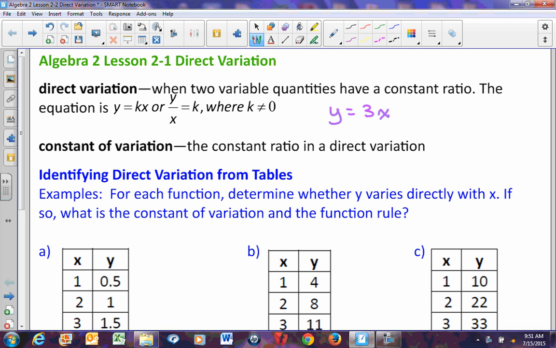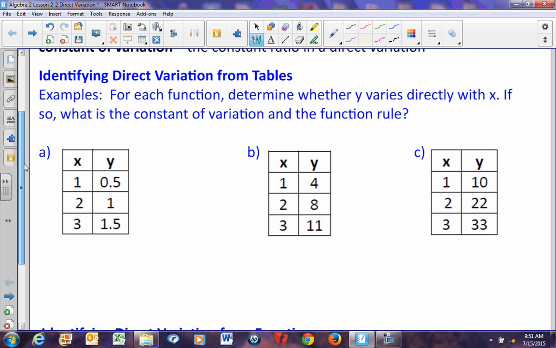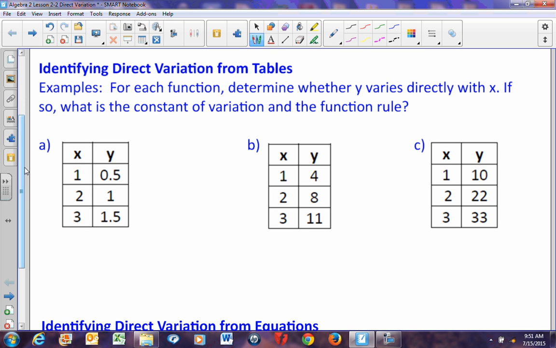Now, in order to be able to work with direct variation, you have to be able to identify it. One of the first ways to identify it is from a table. If I was given a table for each function, we're going to determine whether y varies directly with x. If it does, we have to figure out what the constant of variation is and what the function rule is.